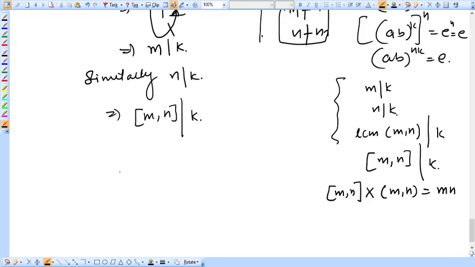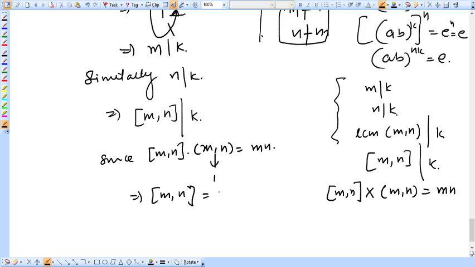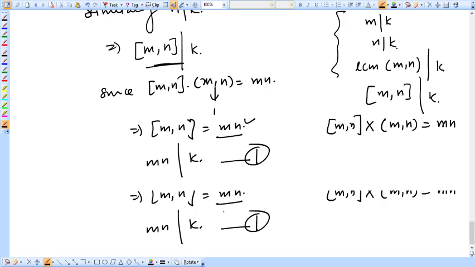So we can write it here: m into n, and GCD of m and n is equal to 1, we know this, right? So this implies LCM of m and n is equal to m into n. So we can replace this by mn. So mn divides k. So this is the first.